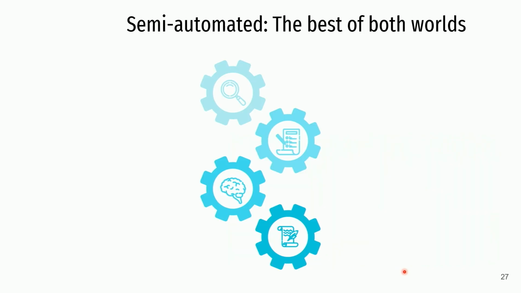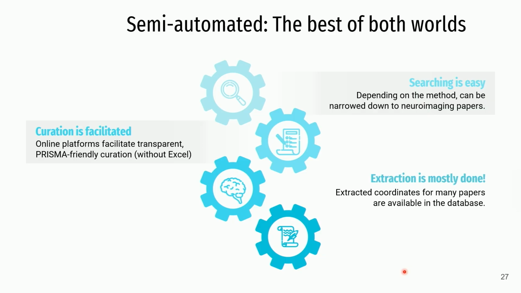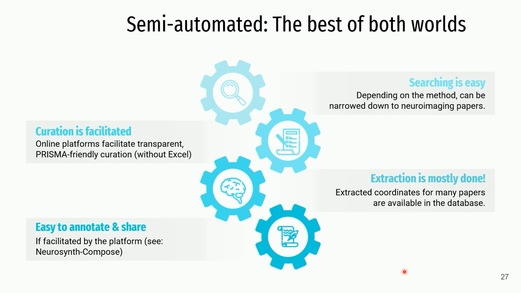Semi-automated meta-analyses: we would like to think that this is the best of both worlds. What you're going to hear about next is Neurosynth Compose, where the goal is to make searching for studies easy. Curation will be facilitated using PRISMA workflows. Extraction is mostly done, so this is based on Neurosynth, where they've already extracted the coordinates for you on many, many papers, and they facilitate, using an online platform, annotating and sharing the studies in your dataset.